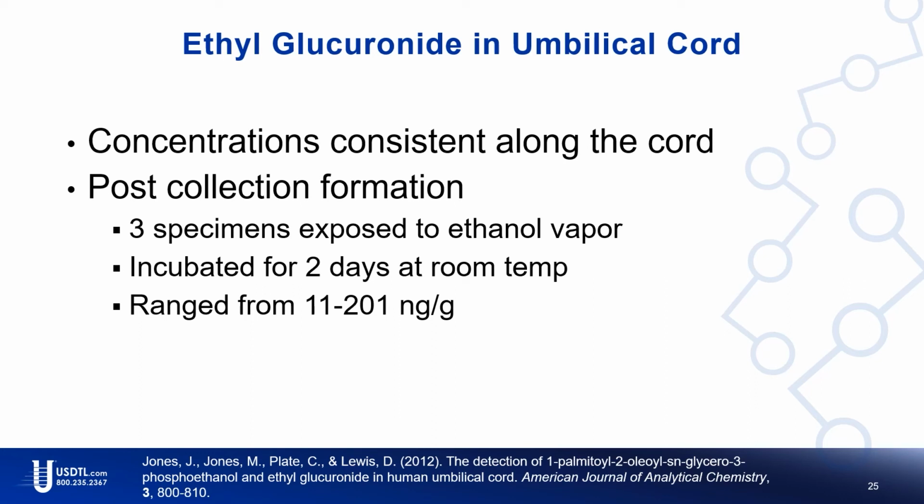For post-collection formation, we exposed 3 specimens to ethanol vapor. We incubated them for 2 days at room temperature, and unfortunately we also get post-collection formation with EtG. On those 3 specimens, the results ranged from 11 all the way up to 201 nanograms per gram. So what this means for us is that we've got to be very careful about collecting and storing the specimens. We cannot allow them to be exposed to ethanol in and around the collection or the analysis at the laboratory.